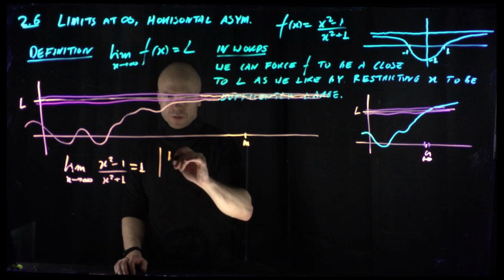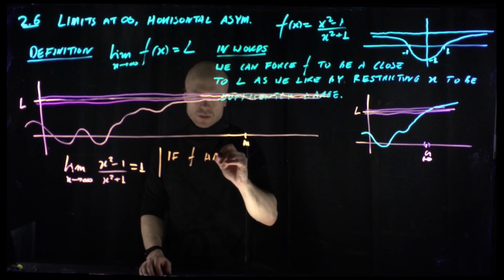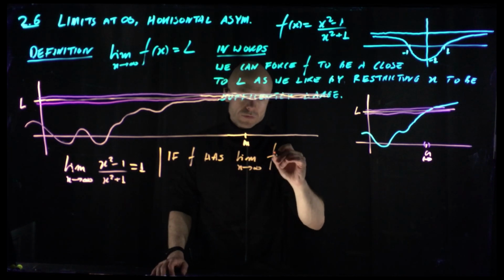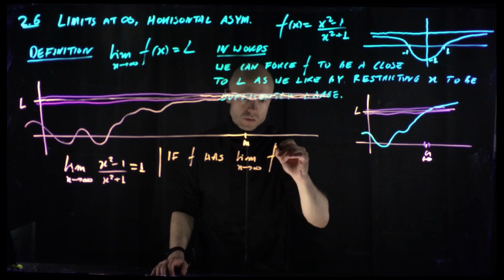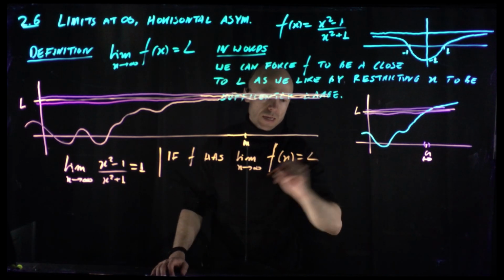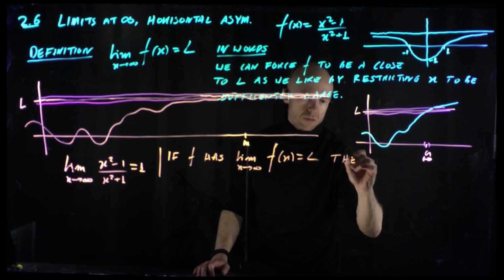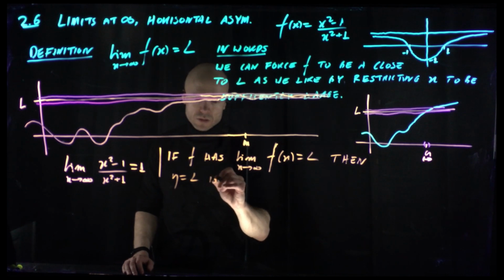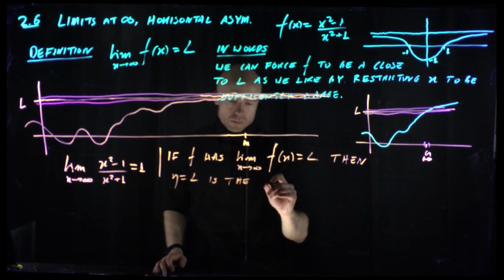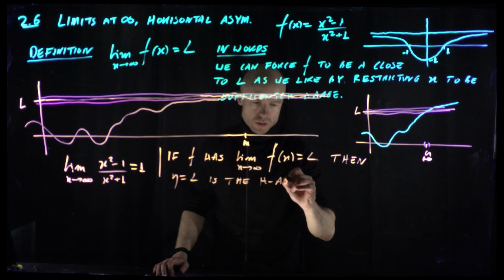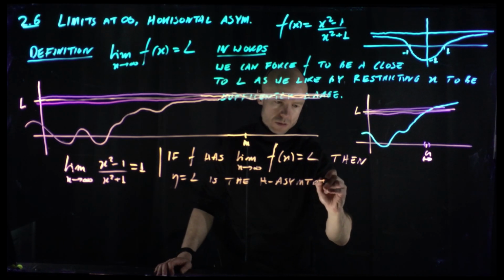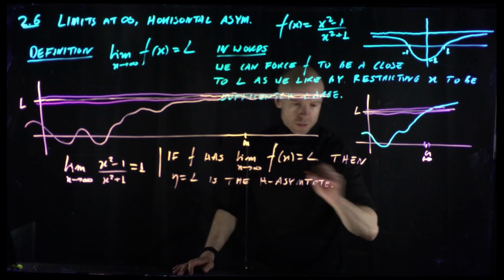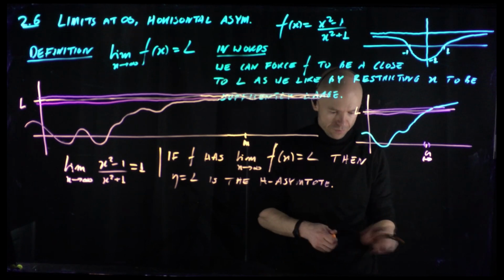So if f has limit as x goes to infinity, f of x equals L, then y equals L is the horizontal asymptote. So this horizontal line at L is the horizontal asymptote. Okay. All right, let's do a very simple example.